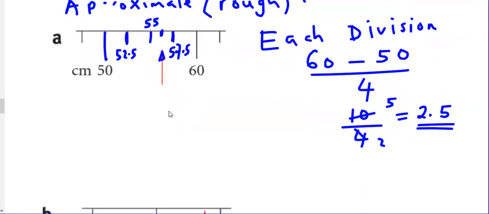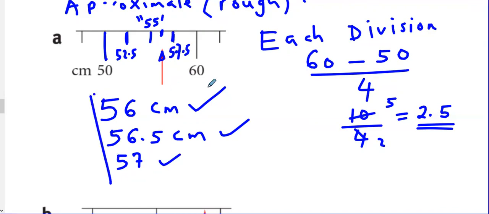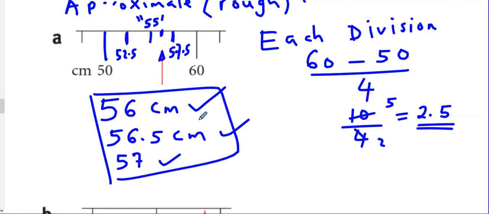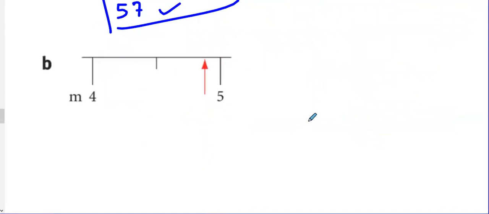So what did I answer over here? Somebody can go ahead writing 56 centimeters, and this will be correct. Somebody will write 56.5, also correct. Somebody can write 57, perhaps. I don't know, but this can also be considered correct, because this reading is halfway between 55 and 57.5. So these are possible answers. If you still have a problem, you can see me in school and we can do more examples on how to estimate.